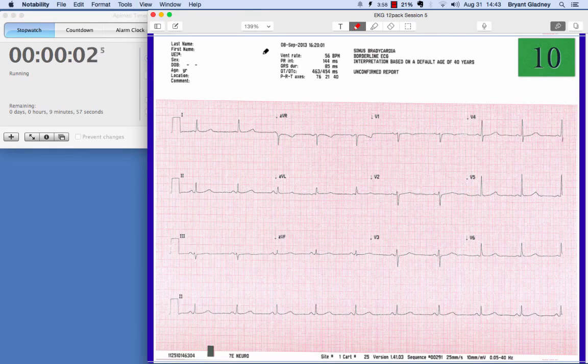Number 10, the rate's 56, slightly less than 60, so a slight sinus bradycardia. PRI is within the range, QRS is less than 120, and the QTC is just a hair more than 450. Are there any dropped beats? No, no dropped beats, no extra beats. Nothing to worry about in the axis and bundle branch world. Easy EKG.